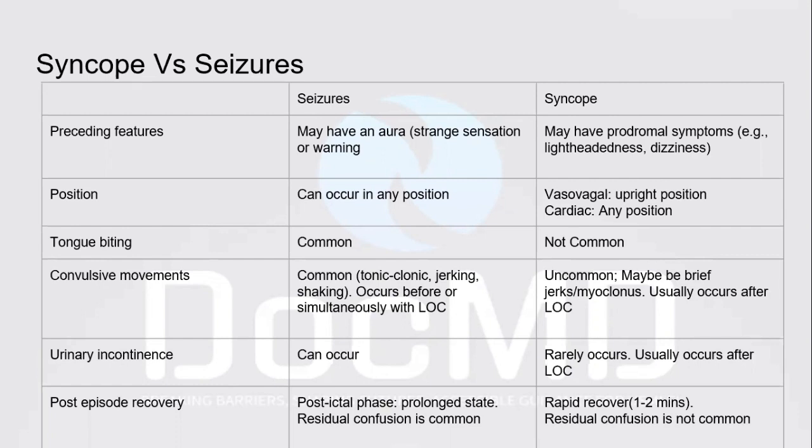Then we have convulsive movements. Convulsive movements can be a very big confusion. Again, as laymen we attribute this to seizures, but they can happen in syncope. The differentiating factor is that the convulsive movements in seizures are going to be tonic-clonic, meaning they involve both hemispheres.